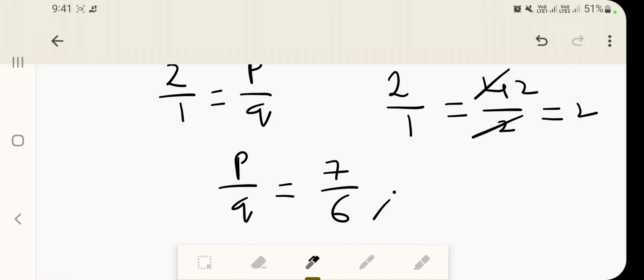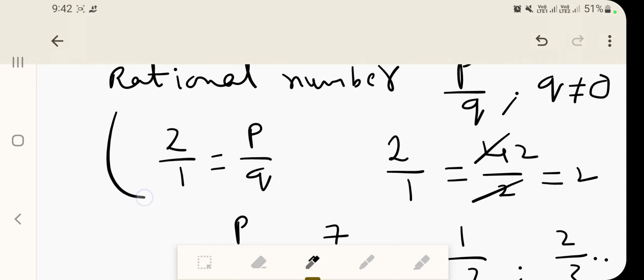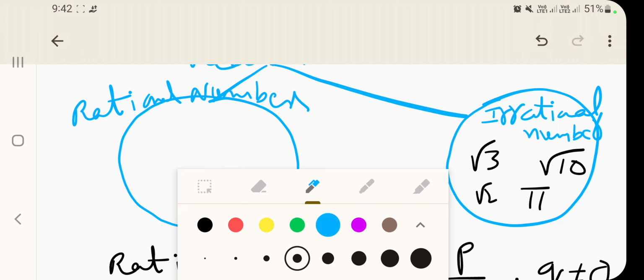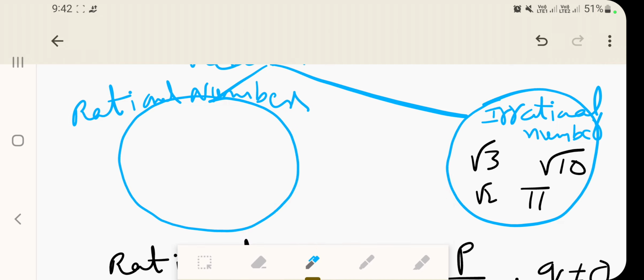Denominator q should not be equal to 0, and we should be able to write it as 1 by 2 also. It is a rational number. Okay, 6 by 3, 2 by 3, and so on. These are rational numbers. So irrational numbers are root 3, root 2, root 10, which can't be written in p by q form. Now under rational numbers we can have further types, I will take another color.